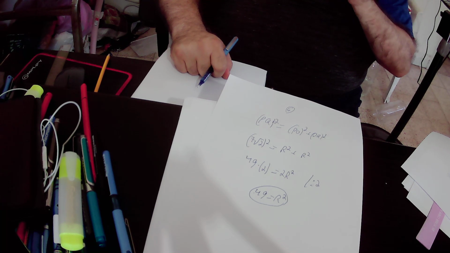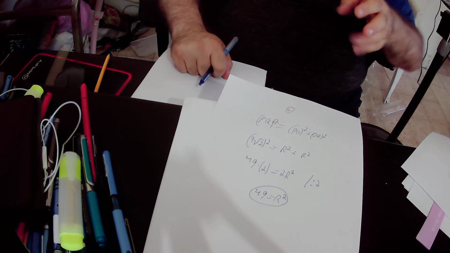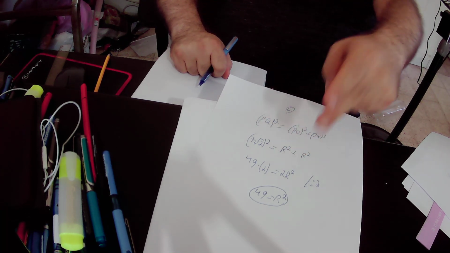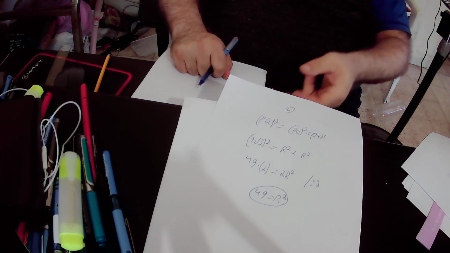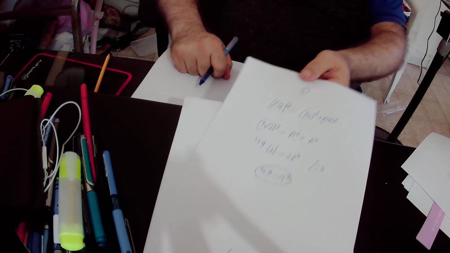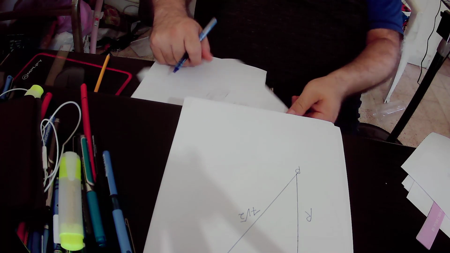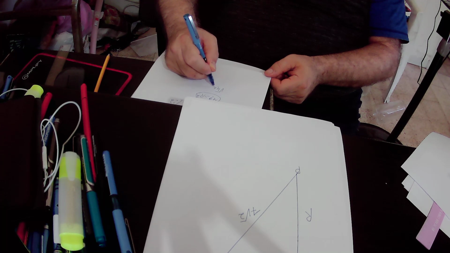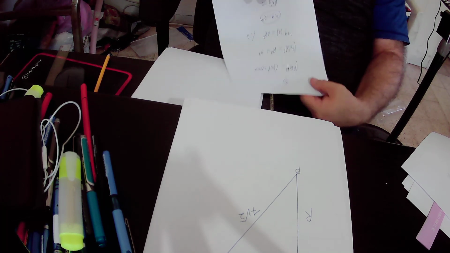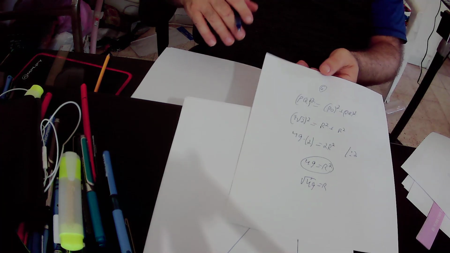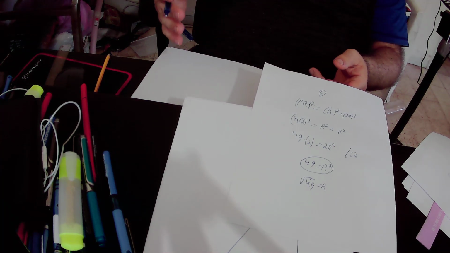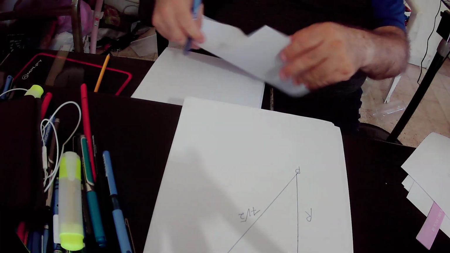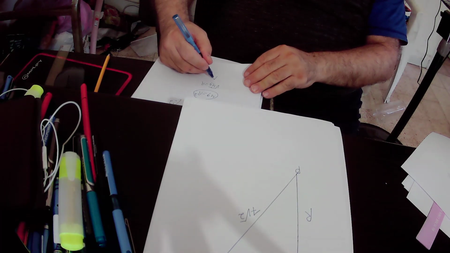Now we will take the root of this equality. We will get that the root of 49 equals R. Okay, the root of R squared is R, and the root of 49 equals 7. So capital R equals 7 units.